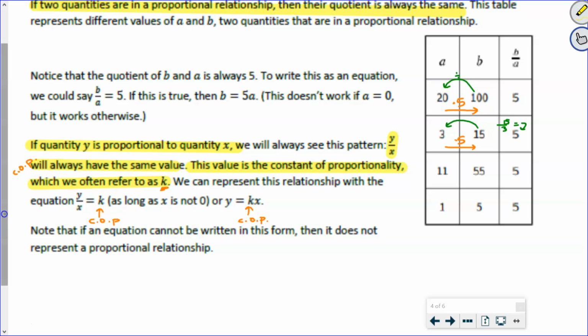So, if an equation cannot be written in this form, just a simple Y equals a number multiplied by X, then it's not a proportional relationship. That's why every equation that we have written has always been X times some number, let's call it K, is equal to Y, and then we always can reverse that and say Y equals KX. If the equation can't be written to look like this, then it's not a proportional relationship.